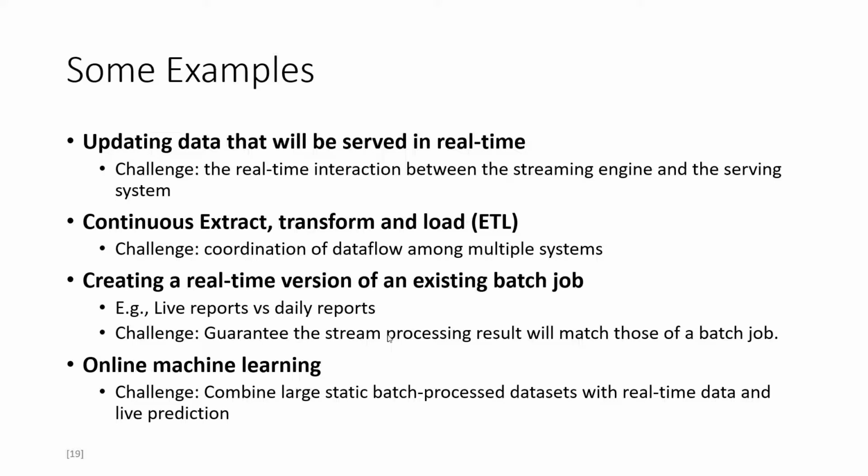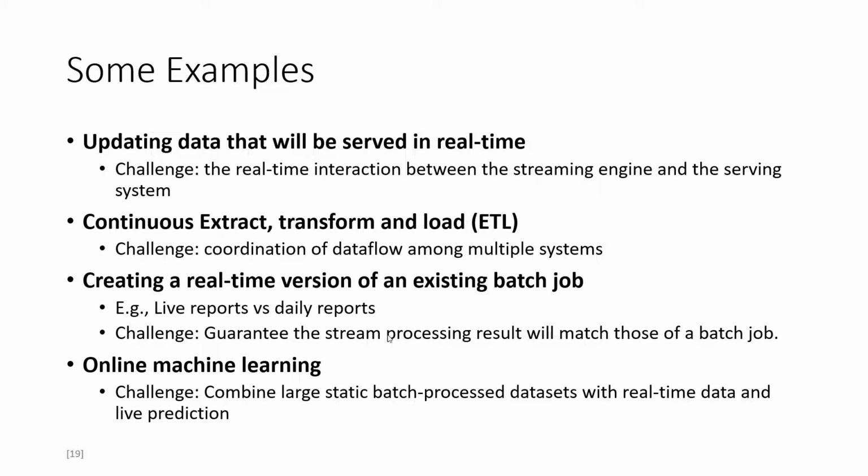Next use case is creating a real-time version of an existing batch job. An example is that let's say we want to produce some daily reports and also live reports, maybe a live report per 10 minutes or per hour, then the daily report per each day. Here we can use stream processing to produce the live report and batch processing to produce daily reports. Again, the main challenge is to make sure that the live report as well as daily reports are consistent.